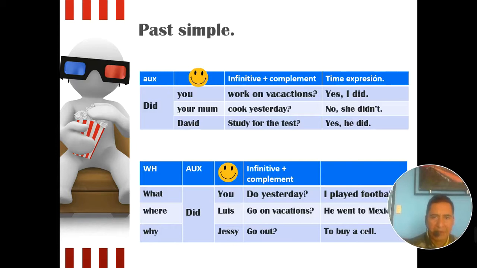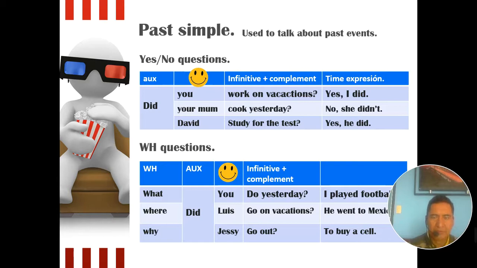When you have a question, for example, the ones that we have here, we have yes, no questions. We are going to start with the auxiliary did. Did you work on vacations? If the answer is affirmative, yes, I did. If it is negative, no, I didn't. We have another example. Did your mom cook yesterday? No, she didn't. We have another example. Did David study for the test? Yes, he did.